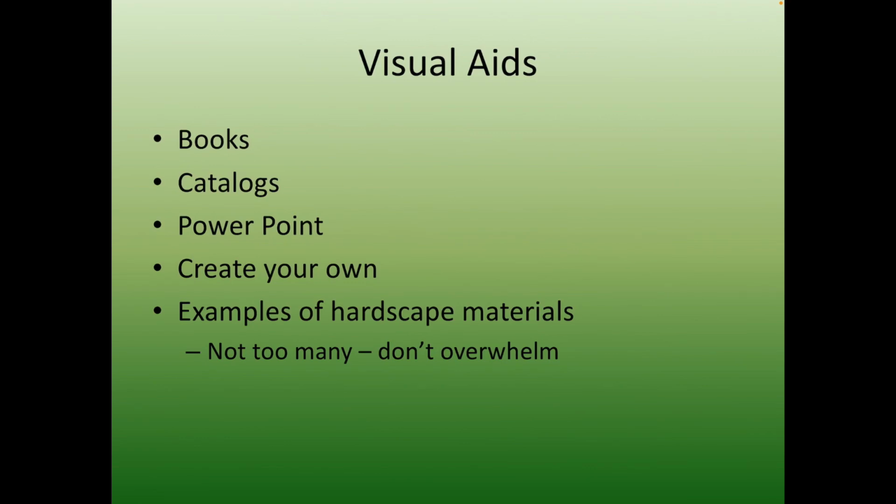So if you're doing hardscape samples, you can have pictures of those. If you bring a hardscape catalog and you show them everything that Unilock, for example, offers, they're going to get overwhelmed. If you give them 1 or 2 choices, maybe 3, they feel like they've made some choices and had some impact into their design, but they're not overwhelmed with all of the options that are out there.